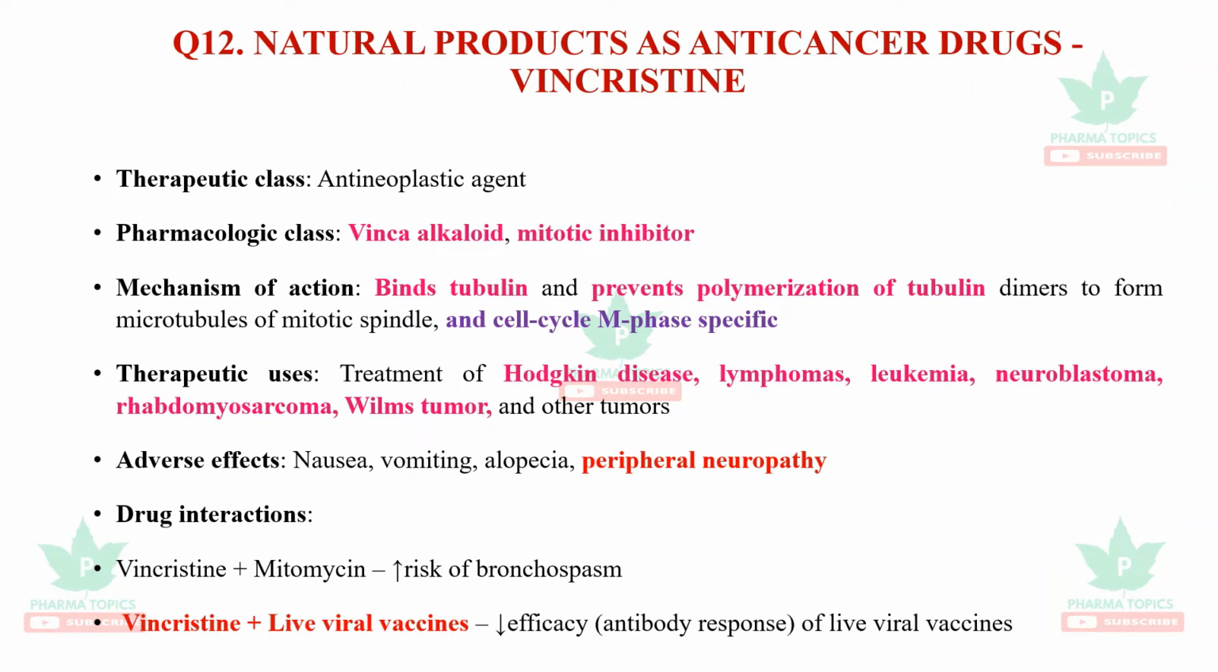It's used for treatment of Hodgkin's disease, lymphomas, leukemia, neuroblastoma, Wilms tumor, and other tumors. The adverse effects include nausea, vomiting, alopecia, and peripheral neuropathy. With mitomycin, it increases the risk of bronchospasm. Vincristine should not be given with live viral vaccines because it reduces the efficacy of live viral vaccines.